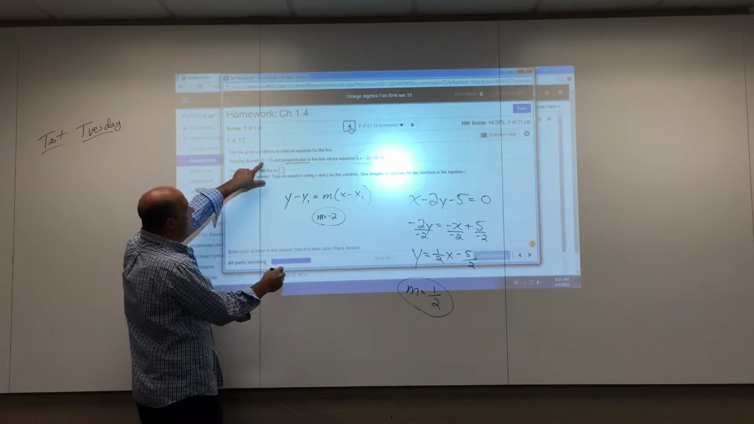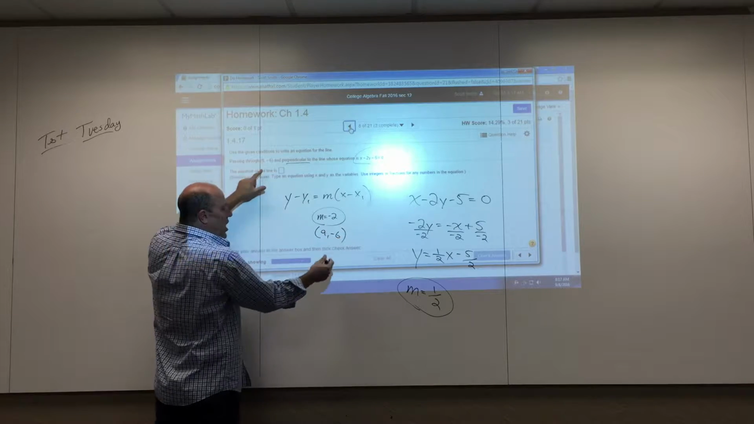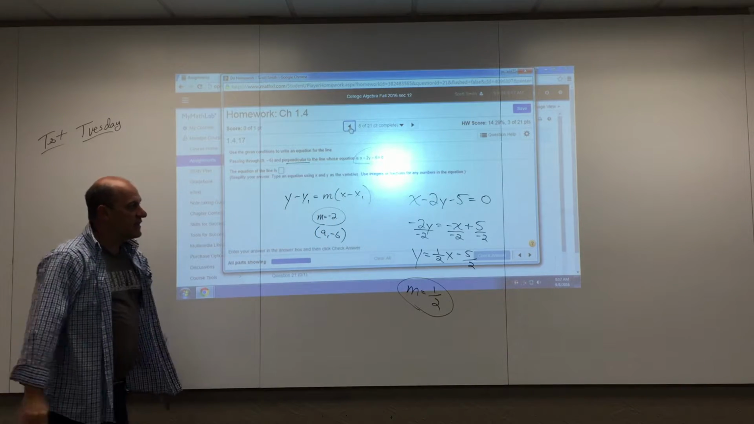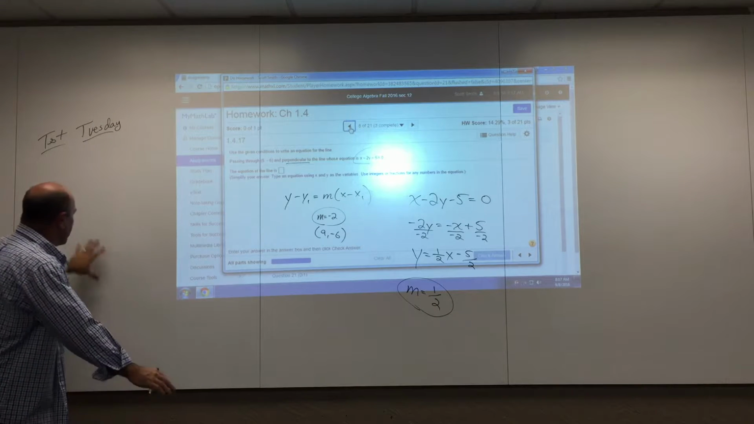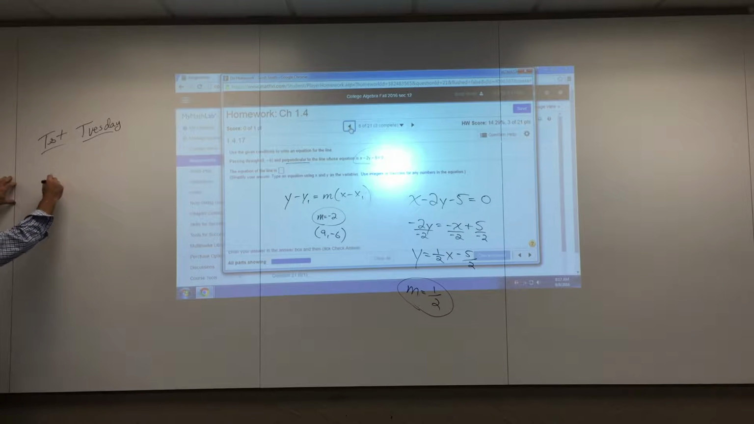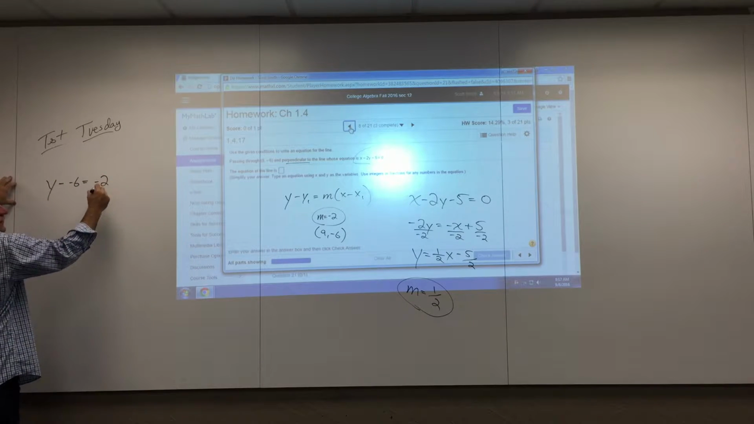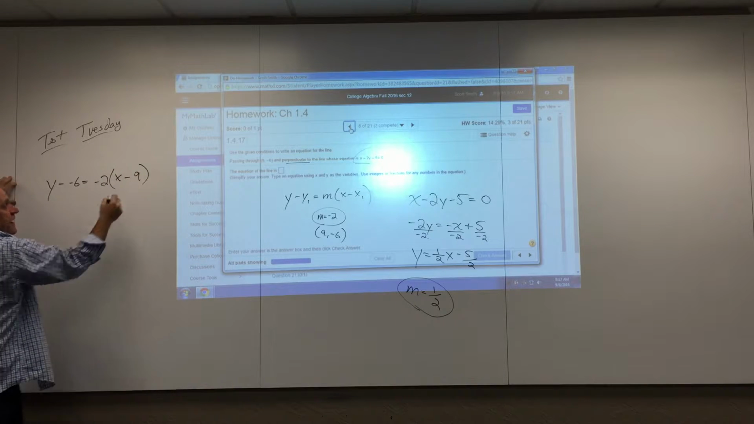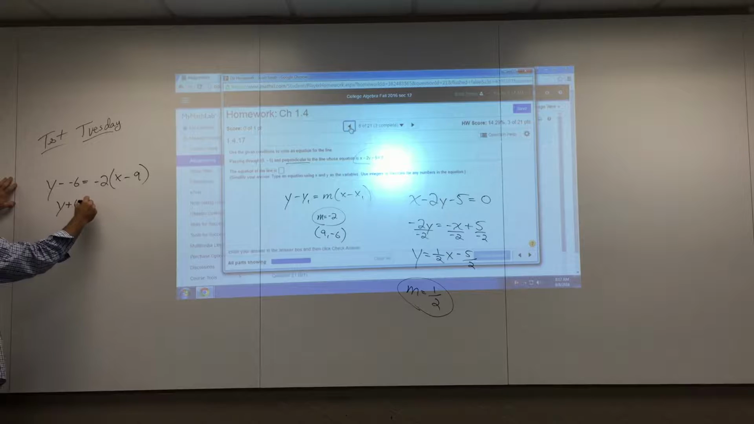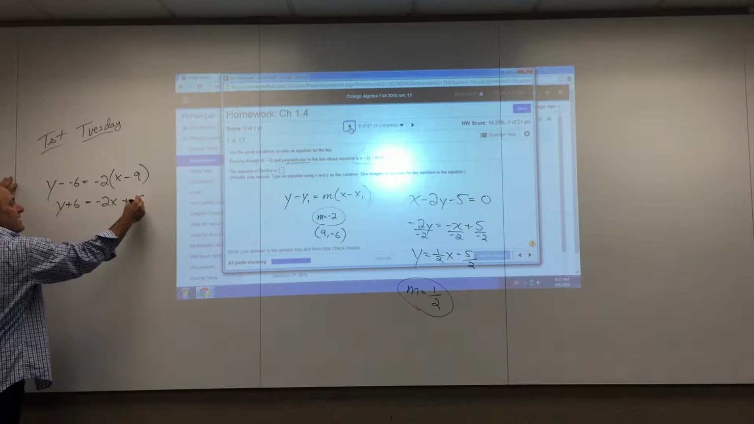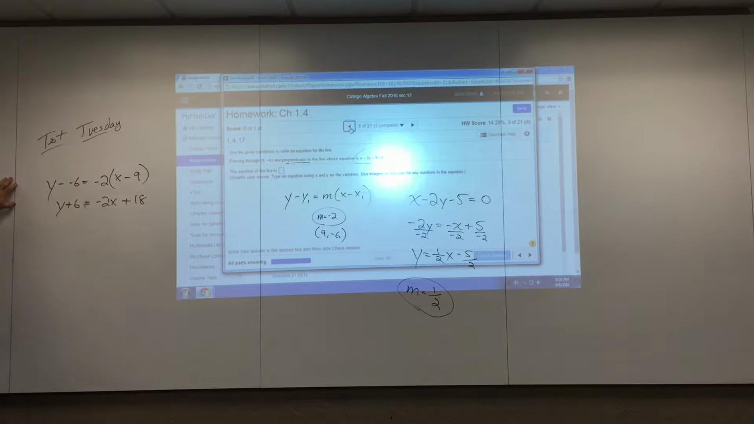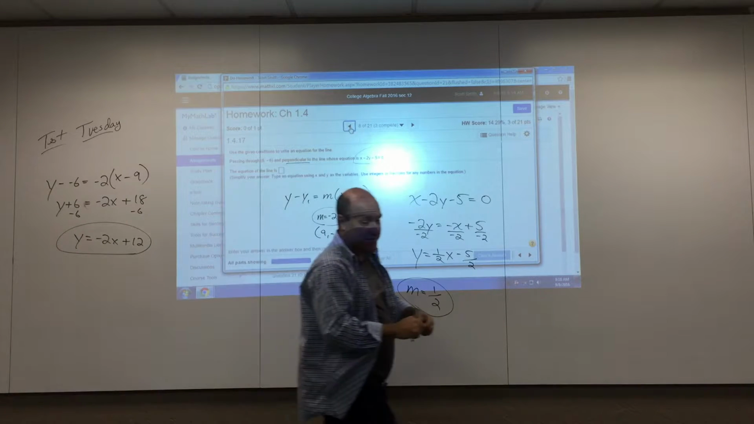So my slope and my point 9, negative 6, I'll plug it into this formula and I'll get the equation of the line. I'll move right over here where I got a little room. Here we go. y minus a negative 6 equals my slope, which you said is negative 2, times x minus 9. That's actually a y plus 6. Do a little fast math here. Distribute the negative 2. Subtract that 6. And negative 2x plus 12. Yeah, we did it. I'll type that in and see if it works.